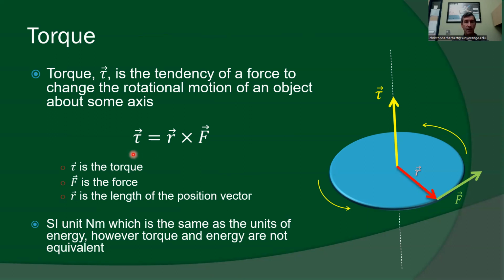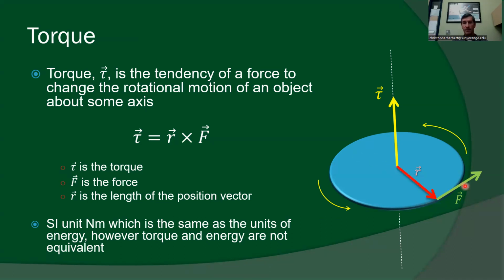So torque is defined by the vector r cross F. Essentially, we take this position vector r, going from the axis of rotation to where the force is applied, and then we take the cross product between it and the force vector F, and that will give us the torque. Now with cross products, we know that the resulting vector will always be perpendicular to the other two vectors.